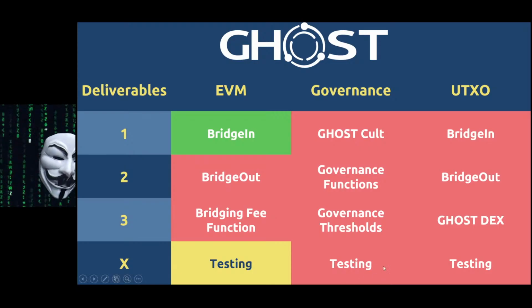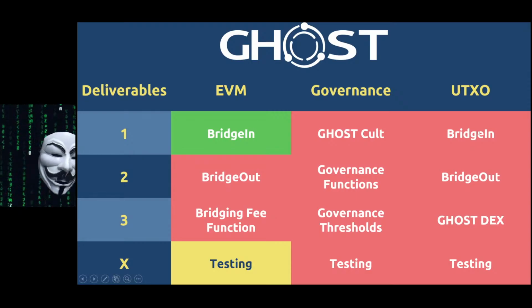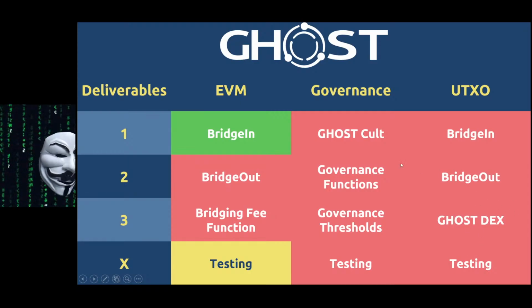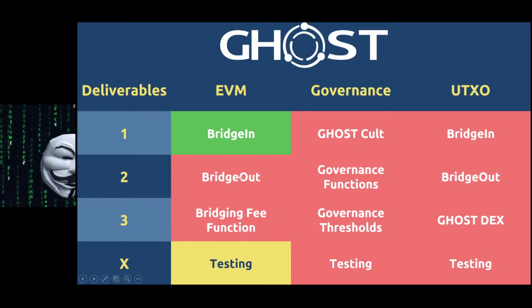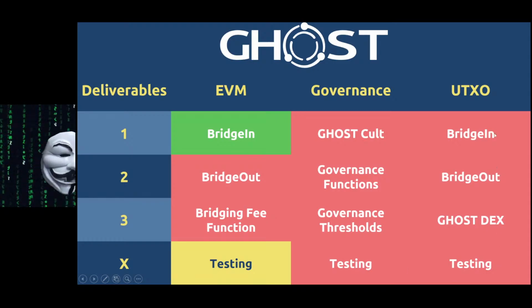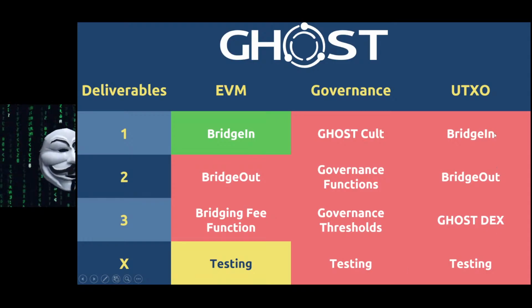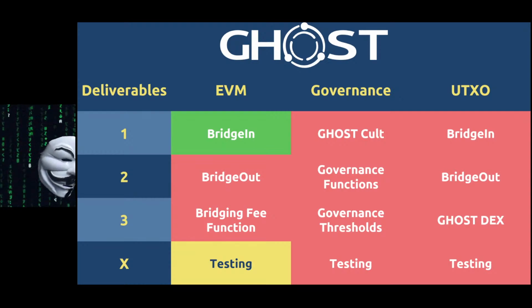And of course, testing, right? Now, for UTXO, which will definitely be launched later, same things as EVMs: bridge in, bridge out, Ghost DEX. Let's not forget that has to be tested too. So imagine if every single one of those features takes 6 months to test. Guys, let's count: 1, 2, 3, 4, 5, 6, 7, 8, 9, 10. 10 multiplied by 6 months. That's going to be 5 years.